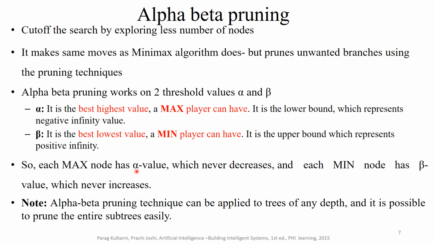Each max node will have an alpha value which will never decrease, and each min node will have a beta value which will never increase. The alpha-beta pruning technique can be applied to trees of any depth, and it is possible to prune entire subtrees easily. So in the coming sessions, we will be discussing the two algorithms, min-max and alpha-beta pruning, in detail. This is an introduction to adversarial search methods.